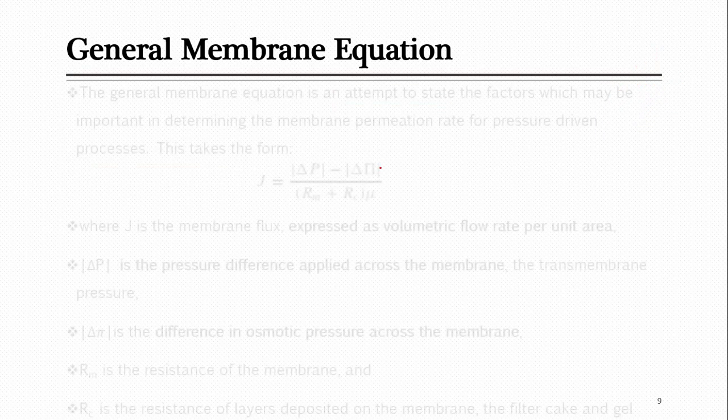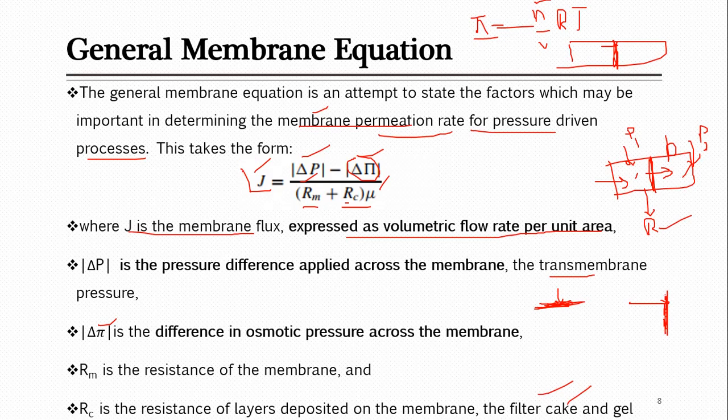What does this mean? If we want some amount of flux, some permeate rate, then looking at the parameters of this equation, to get this J, this delta P should be higher than this delta pi, the osmotic pressure difference. I mean, the pressure difference across the membrane should be higher than this, otherwise the main phenomenon of permeation will not take place and you will not get any permeate.